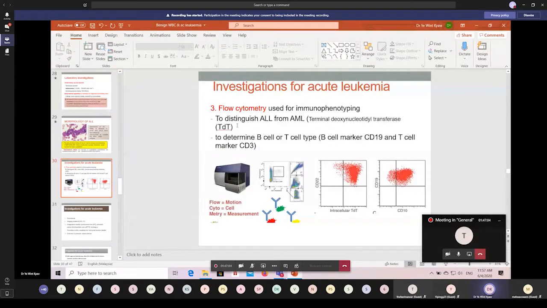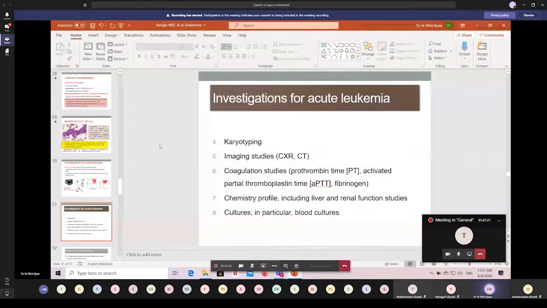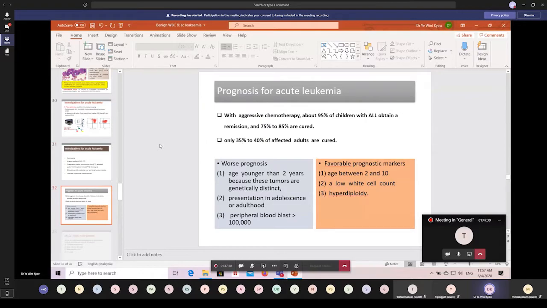Another one for more confirmation: flow cytometry can distinguish. This is why we use flow cytometry to determine B or T. It is used for immunophenotyping. This can distinguish ALL from AML. Also, it can distinguish B cell or T cell type. Another one, karyotyping, imaging, and chemical scans, for prognostics.